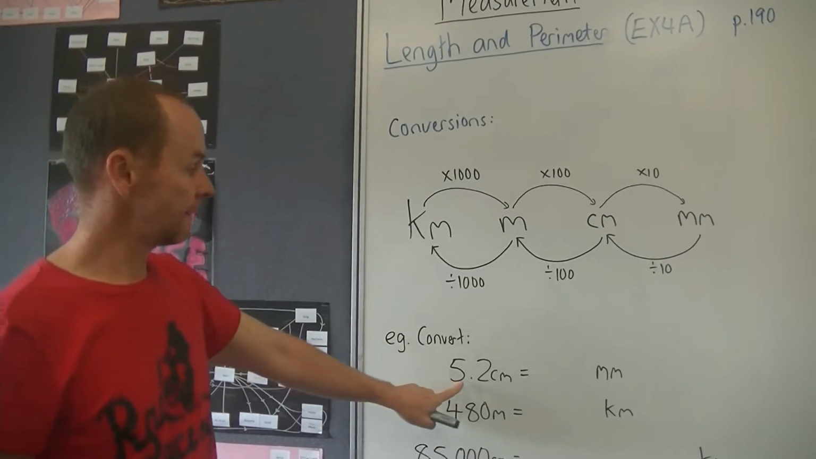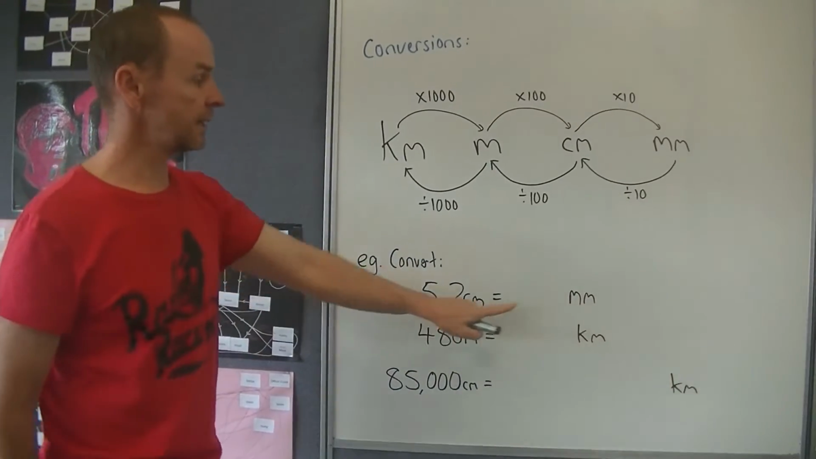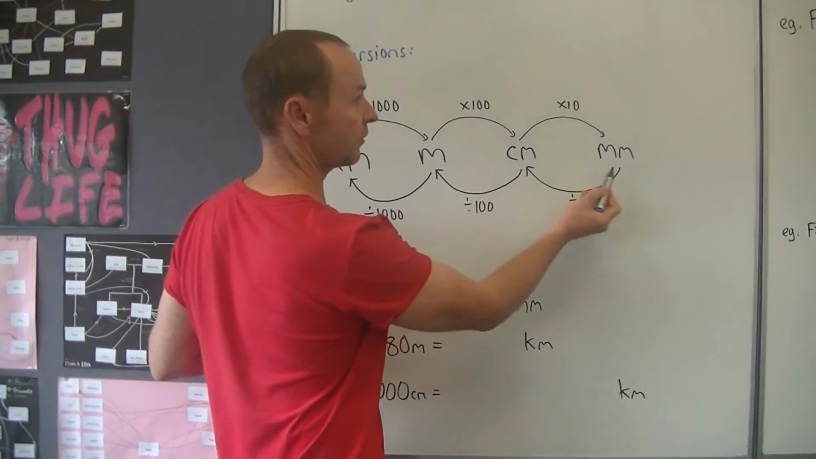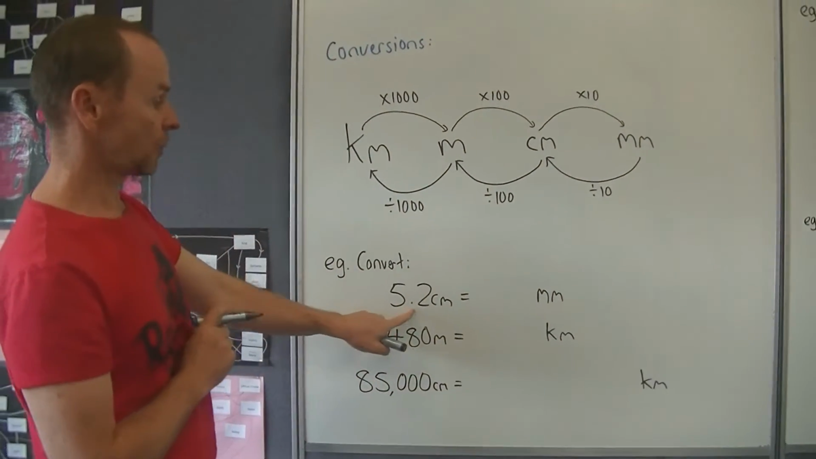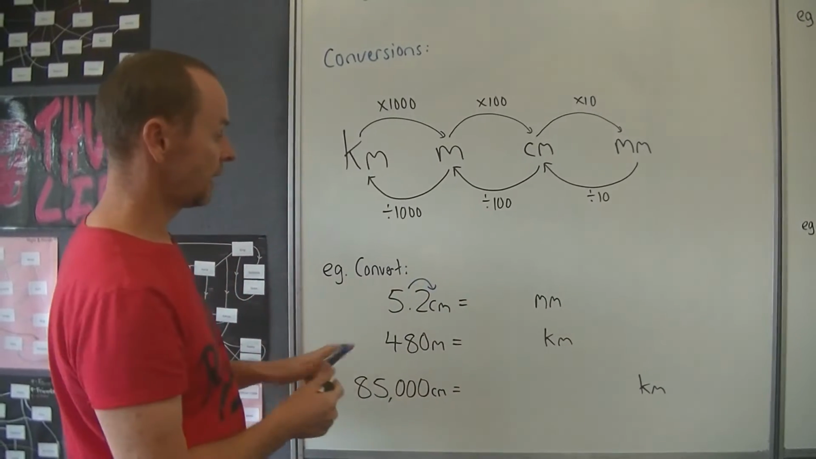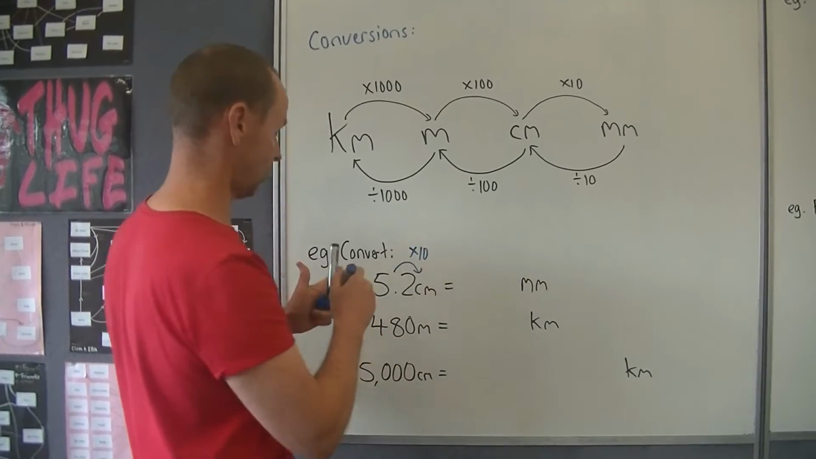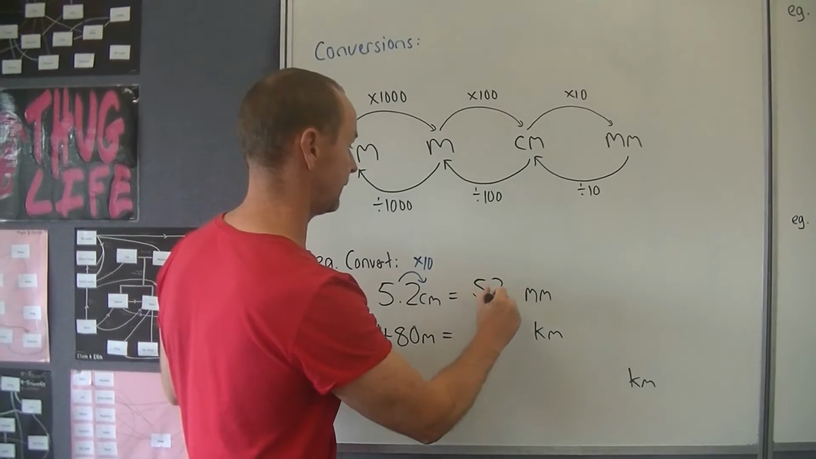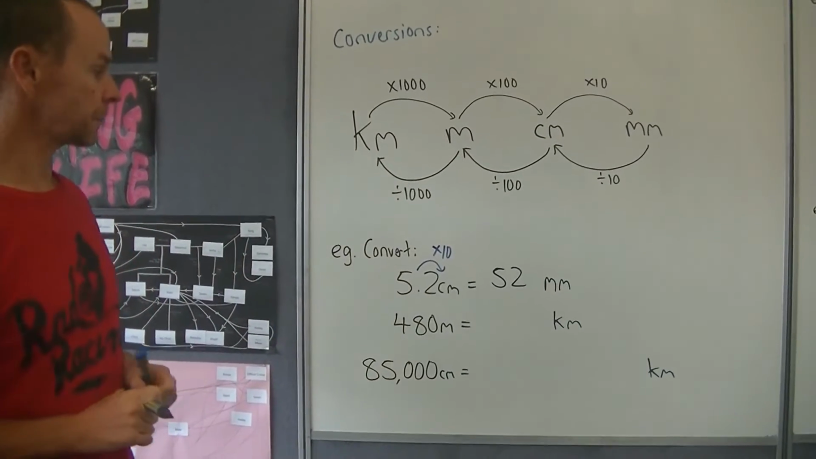So let's convert 5.2 centimeters to millimeters. So centimeters to millimeters. We're going from here to millimeters. So we multiply by 10. See that? So the way you multiply a decimal by 10 is you move the decimal place one spot to the right. So 5.2 times 10. If you want to write times 10, feel free to. And then the answer is 52 millimeters. That was pretty easy. Excellent.